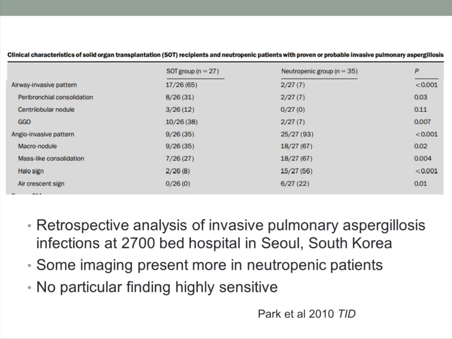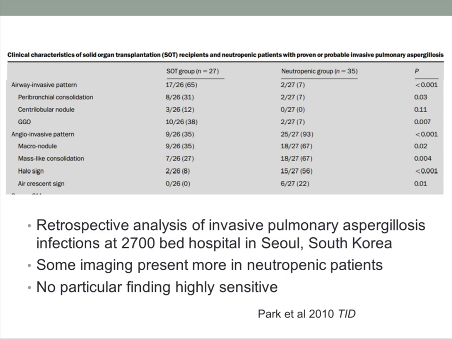Okay, this is a study from 2010 that looked at different imaging patterns in patients with invasive pulmonary aspergillosis. They looked at solid organ transplant, the left column, versus neutropenic patients. An airway invasive pattern was more common in solid organ transplant, 65% compared to 7%, whereas an angioinvasive pattern was more common in the neutropenic group, 93% compared to 35%. I apologize, I don't have pictures of those two patterns in my PowerPoint.